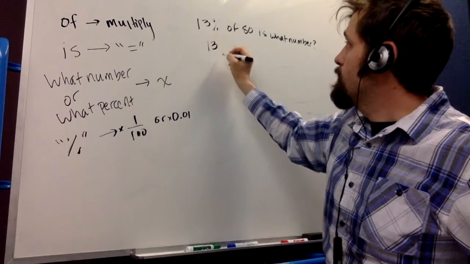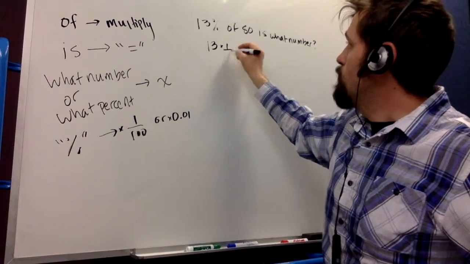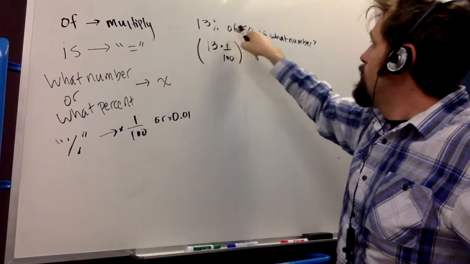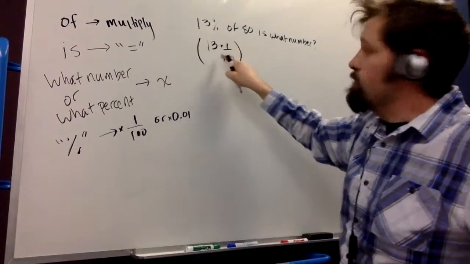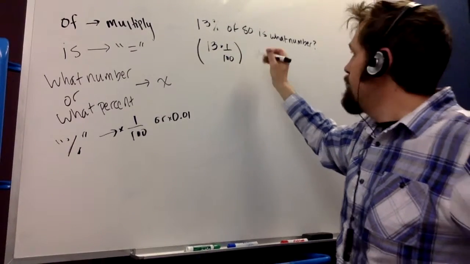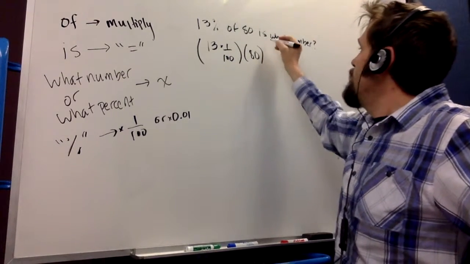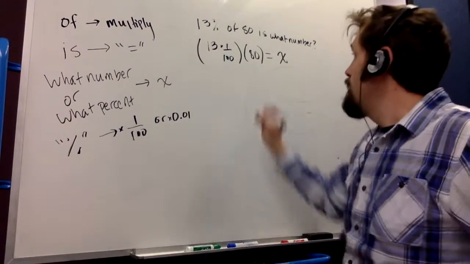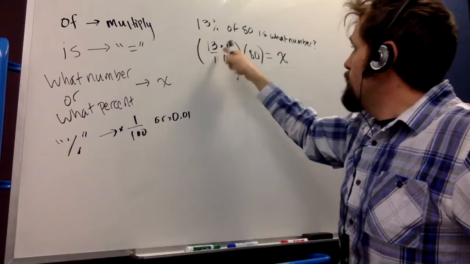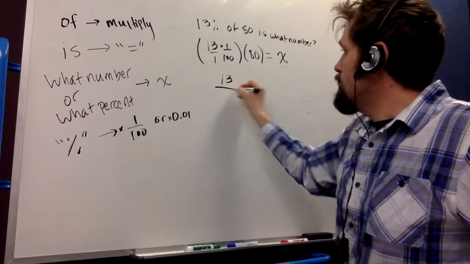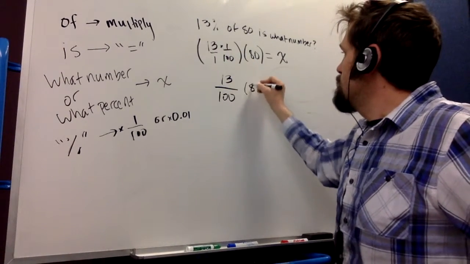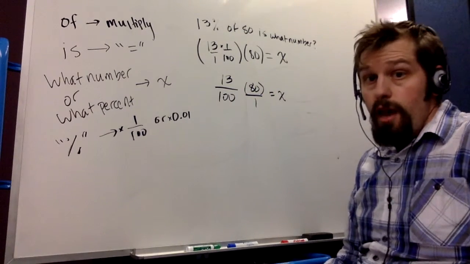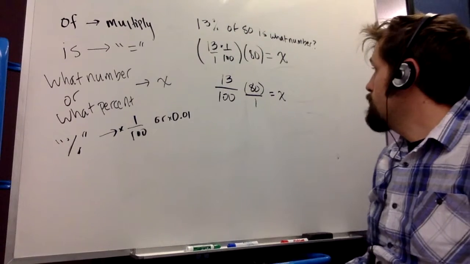So I'm going to write this as 13 times 1 over 100. Then I want to take that of 13% of 80. I want to multiply 13 times 1 over 100 by 80. Is equals what number is x? Remember, this is 13 over 1 times 1 over 100, 13 over 100 times 80 over 1, if you like, equals x. Now, we have x. We just need to write it in simplest form.